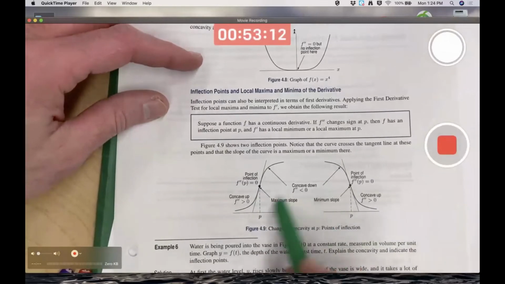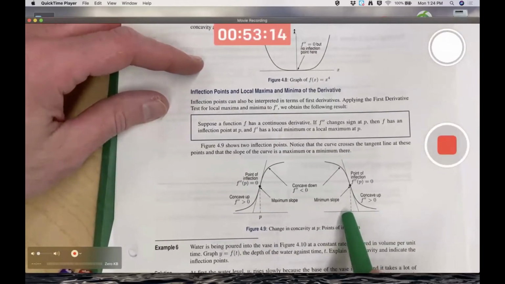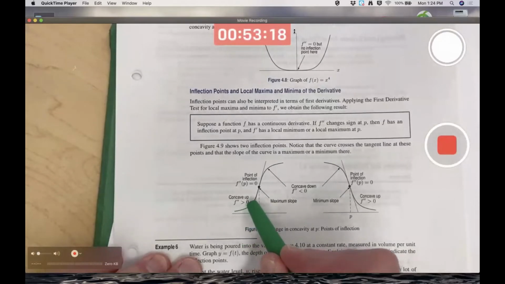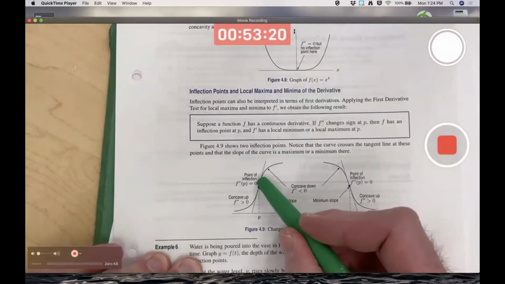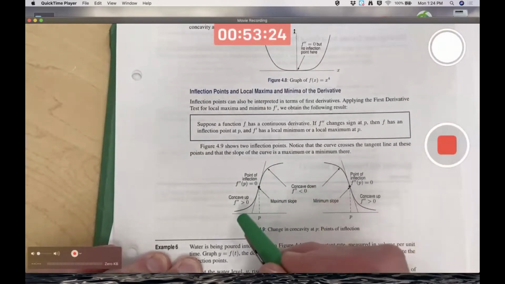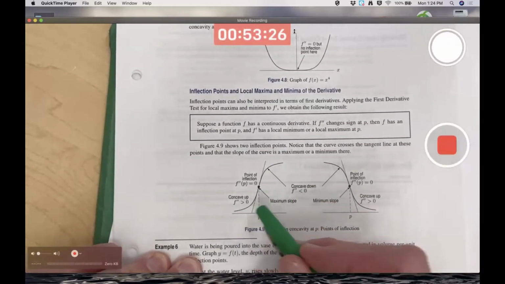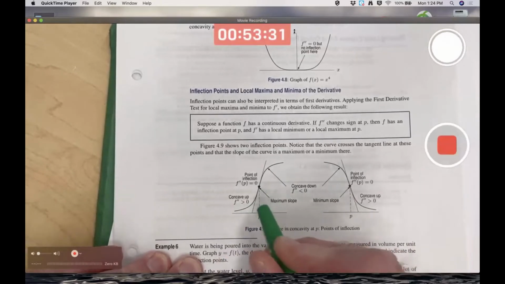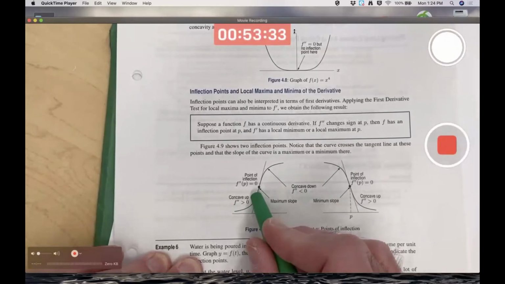Here are your typical kinds of inflection points. Here the graph of f is concave up, so f double prime is positive. Here the graph of f is concave down, so f double prime is negative. f double prime is changing sign from positive to negative as x increases through P here. That's an inflection point. That's not a local max or min, though. You can have inflection points at places that are not local maxes or mins.